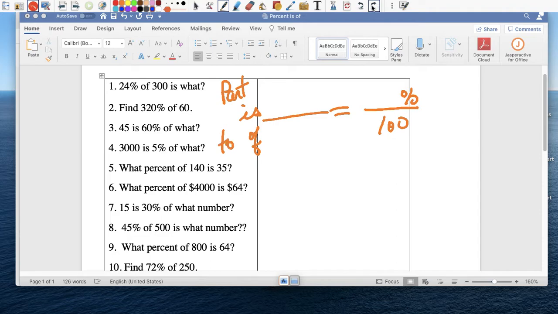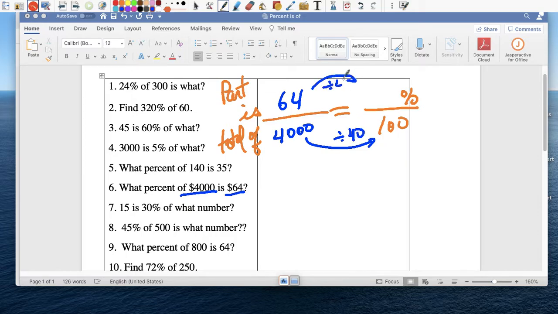So let's look at number 6. Number 6, what percent of 4,000 is 64? What percent is so, right? You want to know, so that one might be empty. Of 4,000 is 64. Comes on top. So this one is easy. Divide by 40. We're going to divide that by 40. 64 divided by 40, 1.6%.